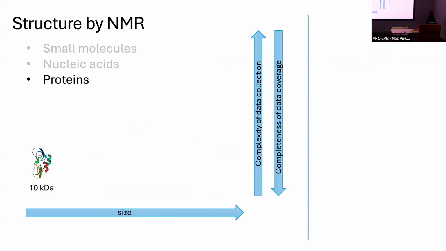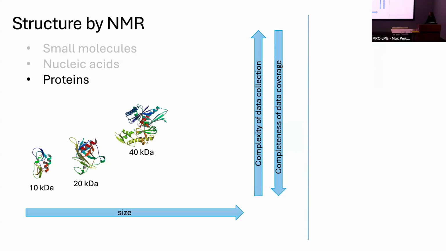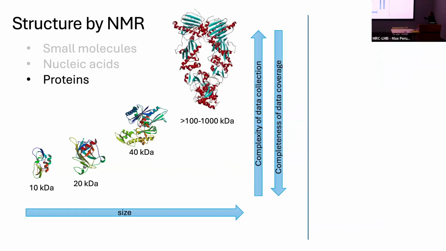As is probably quite well known, traditional solution state NMR is really best suited to smaller systems, up to say 40 kilodaltons. But as a general rule of thumb, the bigger the protein, the more complicated the data collection and the more complicated the sample preparation is, in terms of the way that you produce a sample with isotopic enrichment. And then also, as you get above 40 kilodaltons, the completeness of the data set, the data coverage we can give you, is also reduced. But that's not to say we can't tell you about bigger systems.